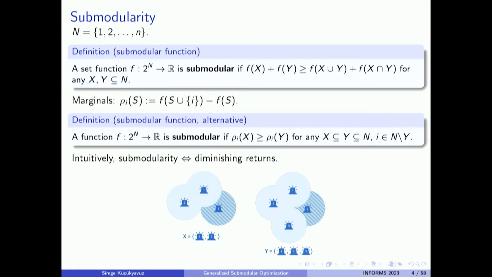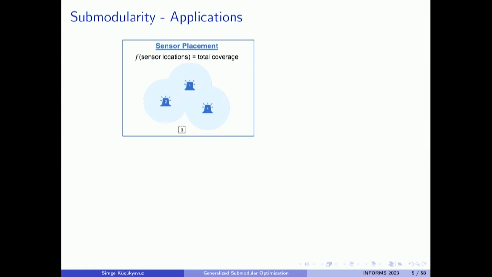X is 1 and 2, and Y is 1, 2, and 3. Y is the larger set. And I'm thinking about adding this other item, I, given by the dark shaded region. As you can see, the additional coverage of adding I to the smaller set is larger than adding it to the larger set. So that's submodularity intuitively in the sensor coverage setting.